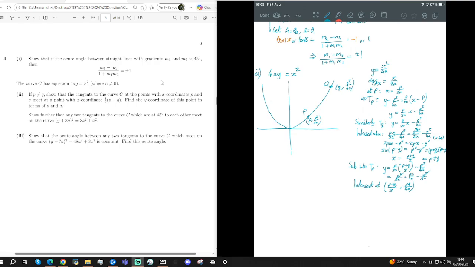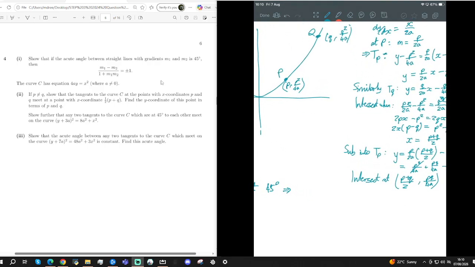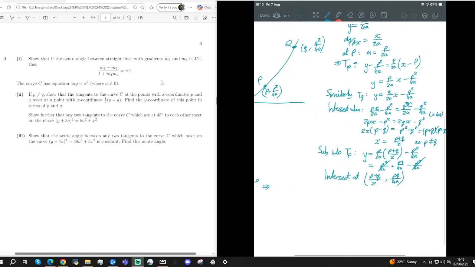Show further that any two tangents to the curve which are 45 degrees to each other meet on that curve. So now we want to show that condition provided that they meet at 45 degrees. So that looks like we're going to apply part I. So meet at 45 degrees implies m1 minus m2 over 1 plus m1 m2 is plus or minus 1, where the m1 and m2 are the gradients.